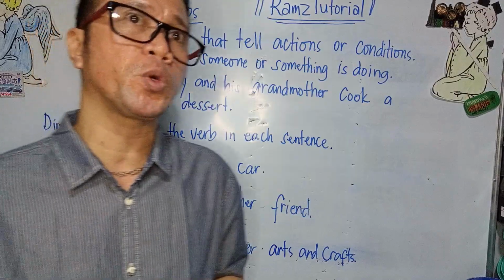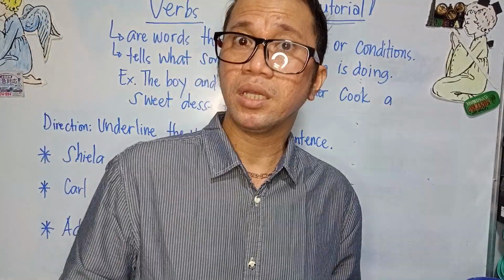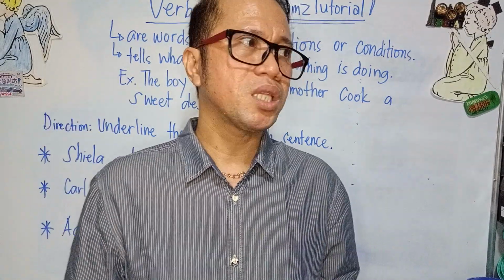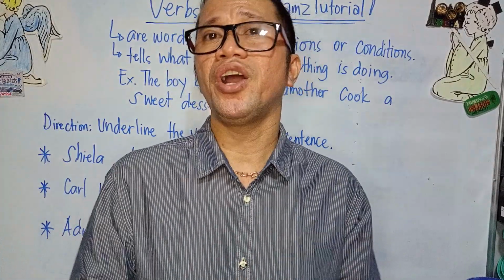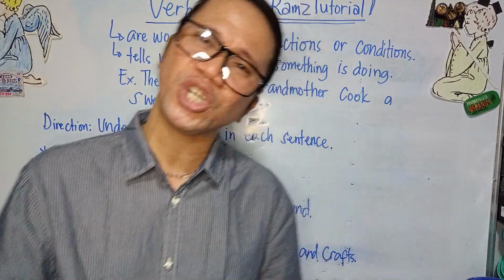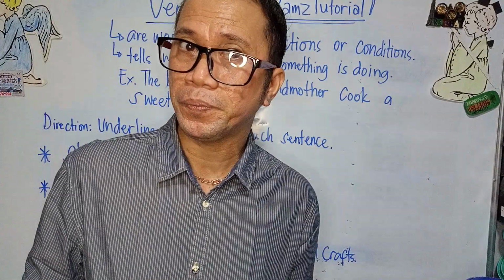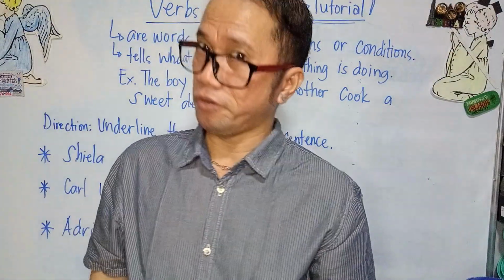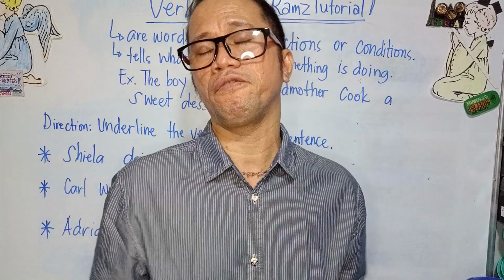For example, the words that tell actions: writing, reading, cooking, washing, eating, jumping. Those words are examples of verbs that show or tell actions, or nagpapakita po ito ng kilos o galaw. Okay? That is what we call a verb. That is the correct definition of verbs, dear viewers.